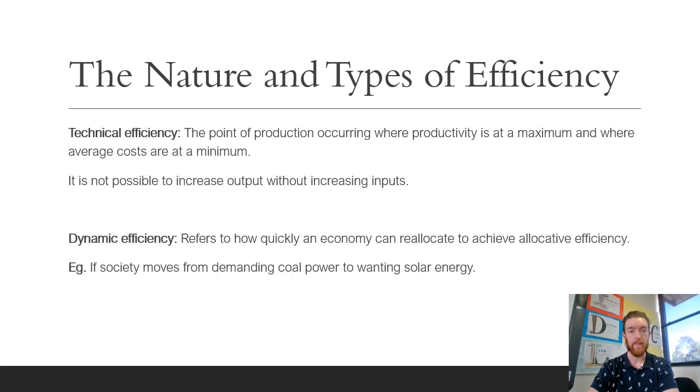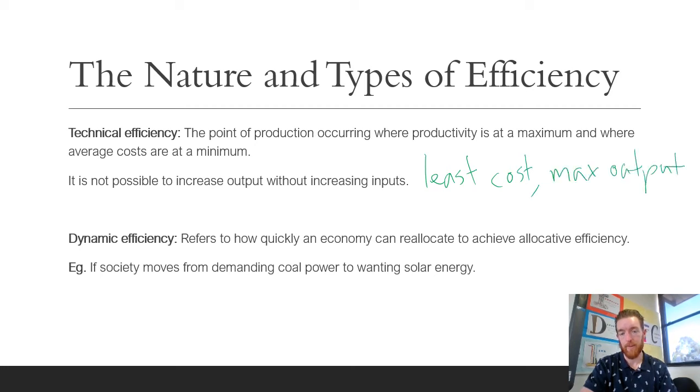Then next we have technical efficiency. This is the point of production occurring where productivity is at a maximum and average costs are at a minimum, and it's not possible to increase output without increasing inputs. So with this one, I always summarize this into what I think is a much simpler form, which is just least cost, max output. So they're the key parts of the definition. That's what you want for technical.